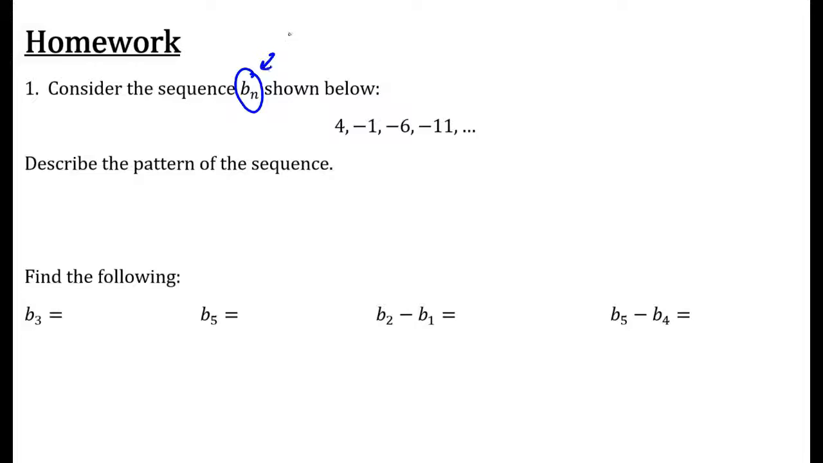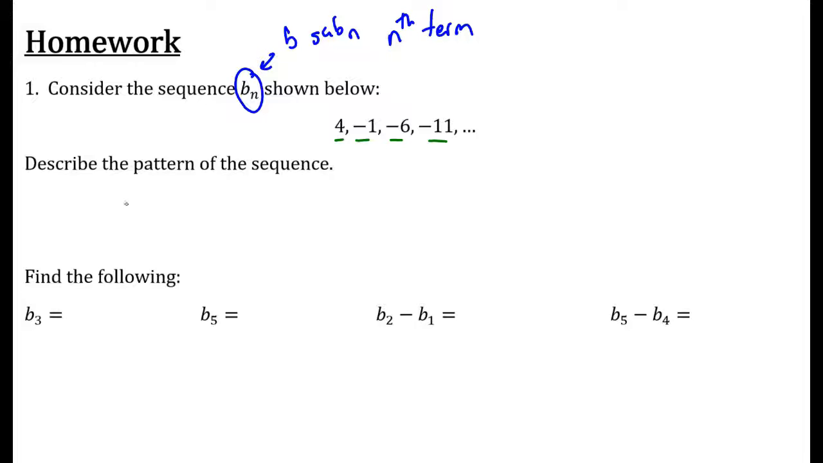We say that b sub n represents the nth term in this sequence. So this sequence goes 4, -1, -6, and -11. Describe the pattern of this sequence. Hopefully you can look at that and notice that clearly it's decreasing. What is it decreasing by each time? It looks like we're subtracting 5.